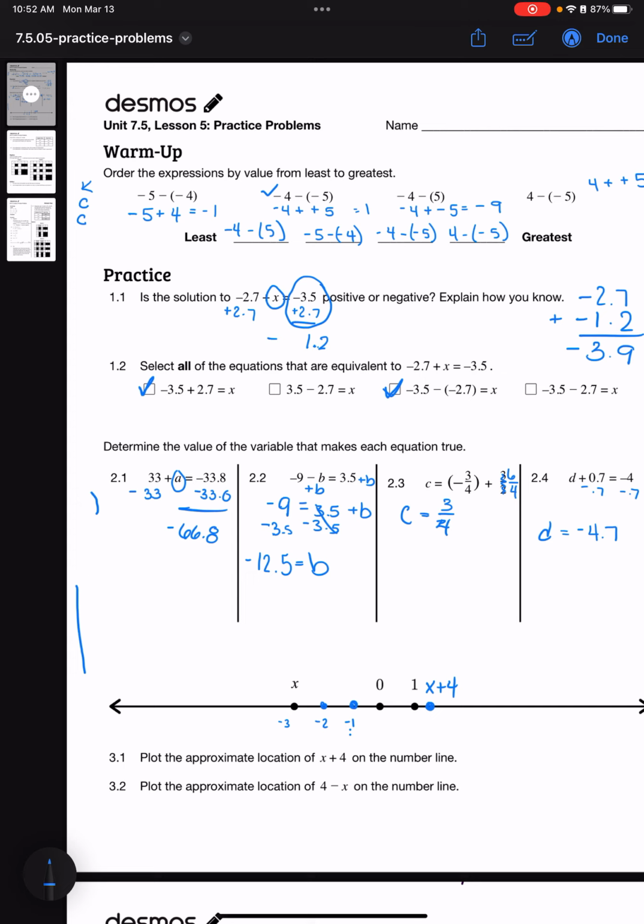And how about 4 minus x? If I have 4 and I'm going to take away a positive, I might be further up here, because let's say it was -3. It's going to put me somewhere around 7. So I'll do 4 minus x. Okay.